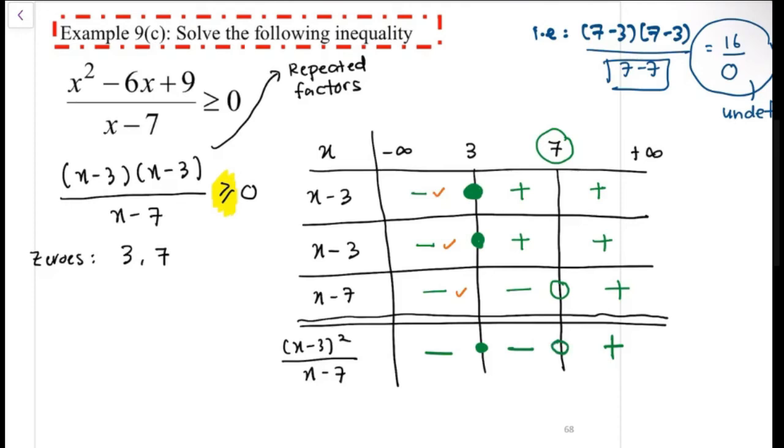Alright, so in order to choose final answer, remember refer to our sign. So in this case, it's greater than 0. So kita kena pilih positive region. So our answer should be 7 up to infinity. Okay, patutnya berhenti di situ.